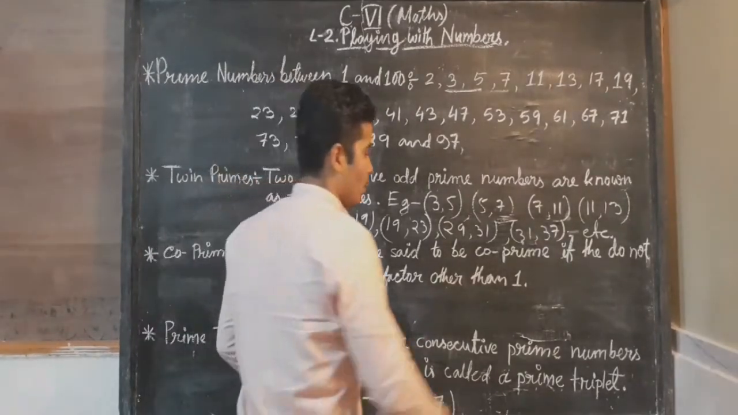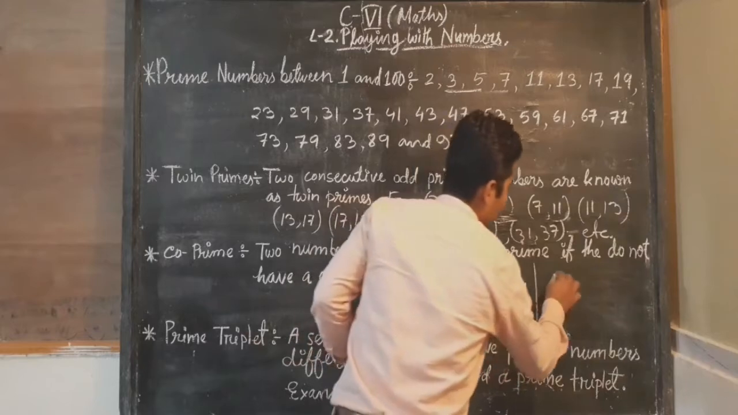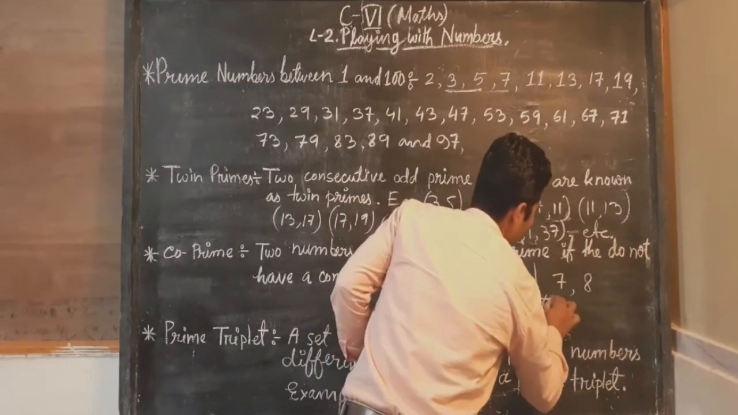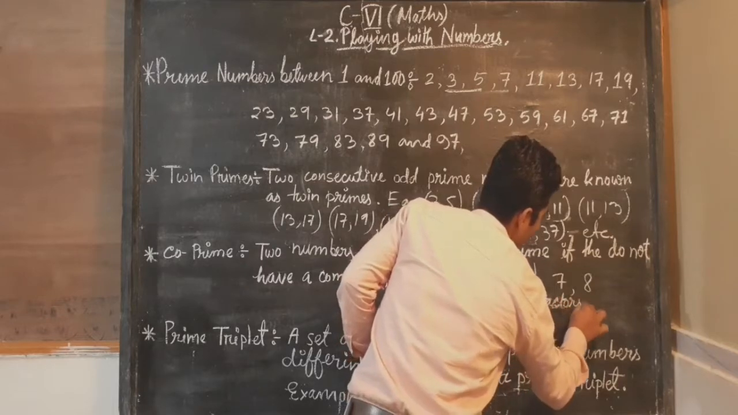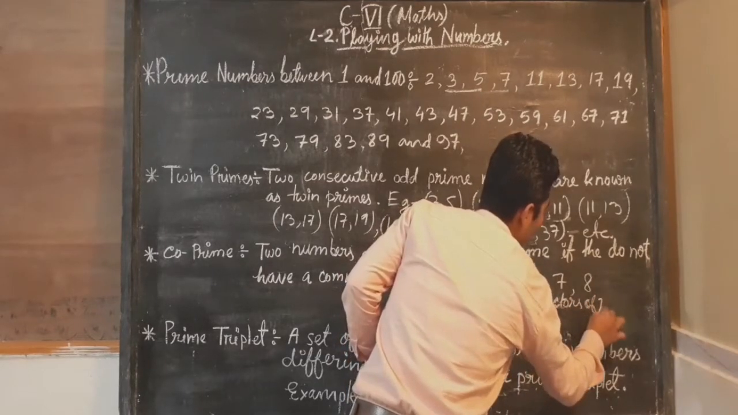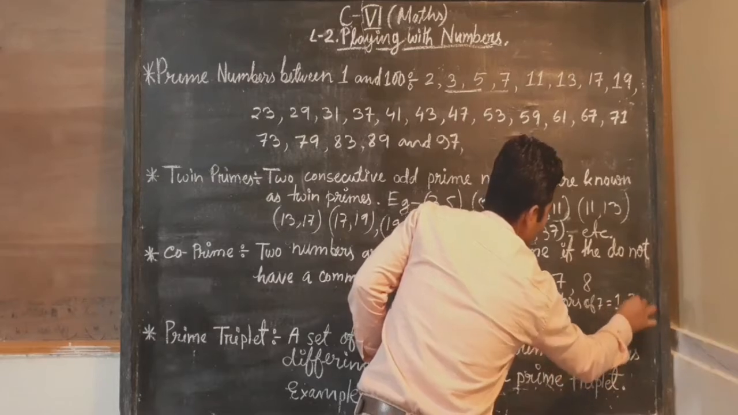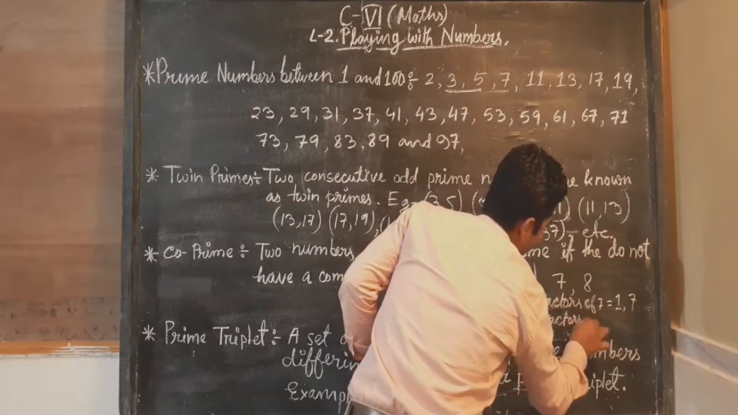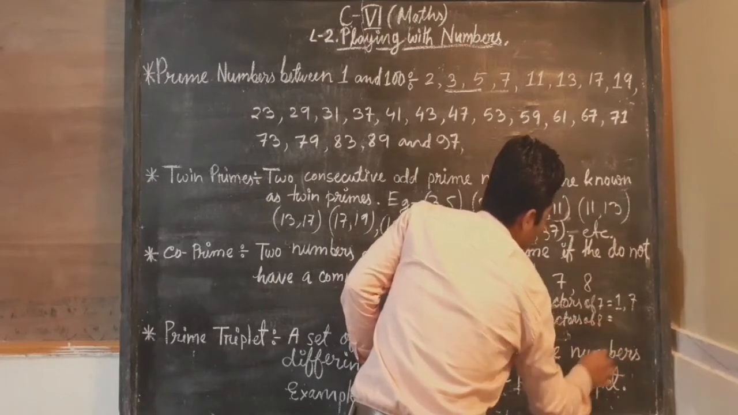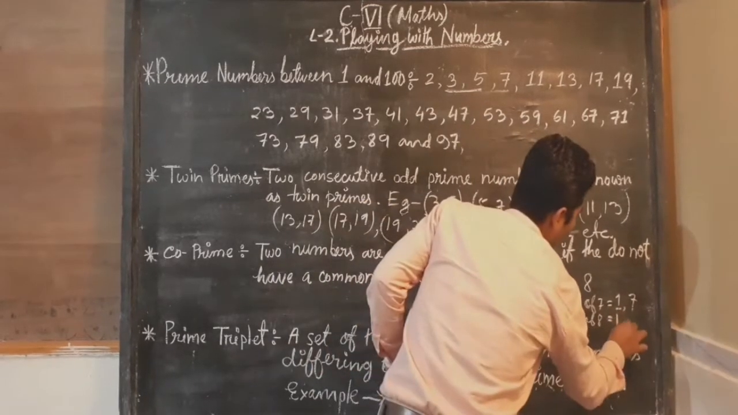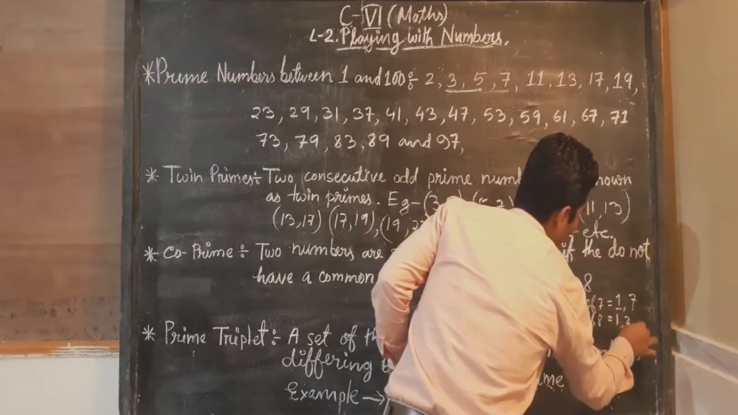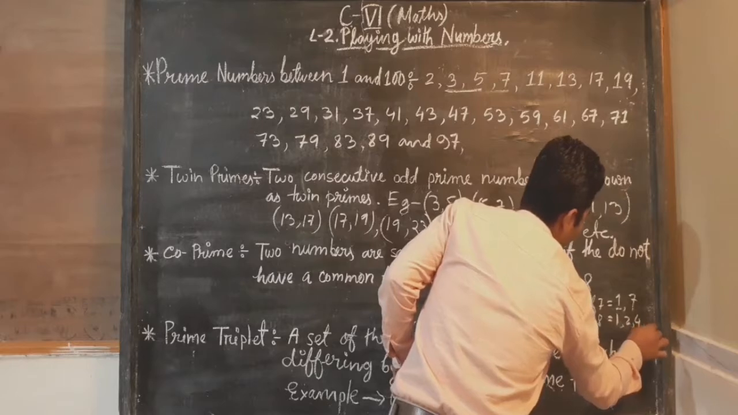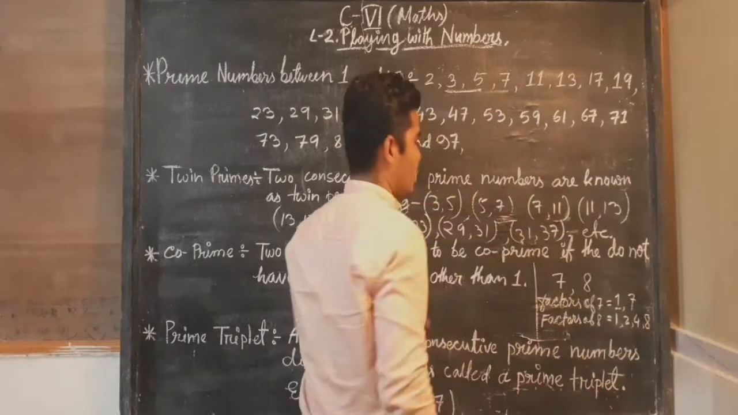You can see we can get coprimes like this also: 7 and 8. If you find the factors of 7, they are 1 and 7. And if you find the factors of 8, you will get 1, 2, 4, and 8. So these are the factors of 8.